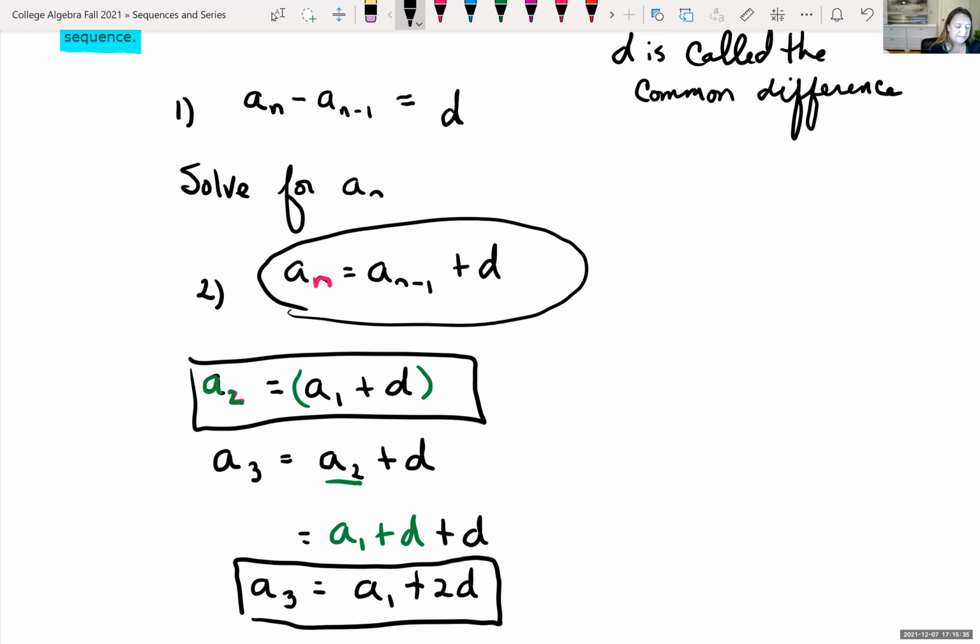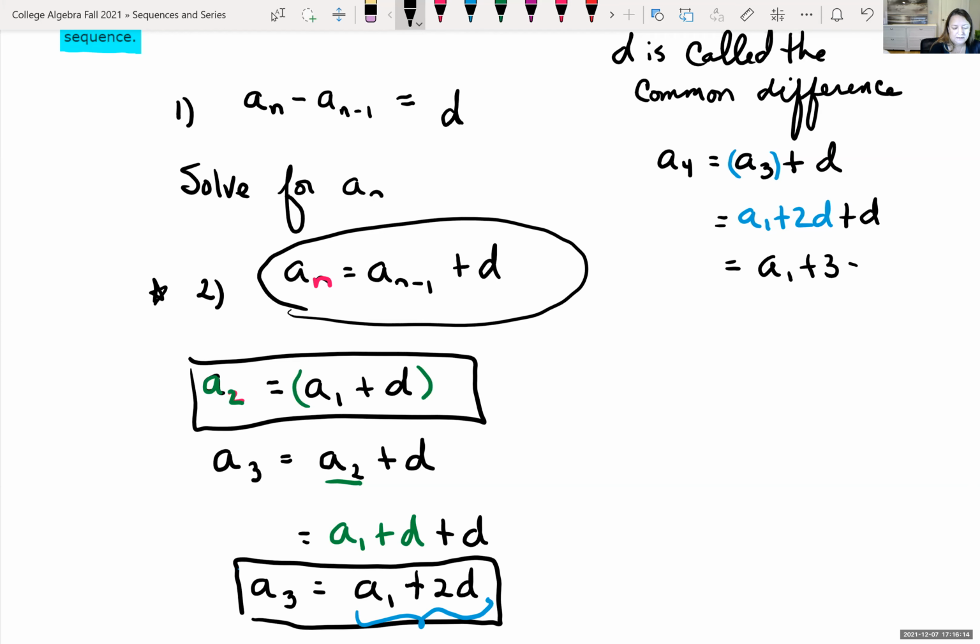Now if I wanted to find the fourth term, a sub 4, by this second formula, I would look at the third term, the term right before it, and add my common difference d. Let's use substitution again. We know what a sub 3 is. Let's rewrite a sub 3 as a sub 1 plus 2d, and then plus this d. So combining like terms, we get a sub 1 plus 3d.